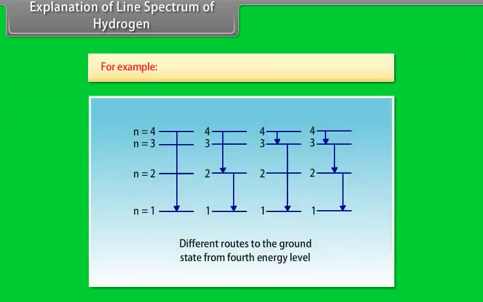For example, let us consider the electron present in the fourth energy level, n = 4, of different hydrogen atoms. In some atoms, it may come to ground state n = 1 by direct jump, while in some others, it may first jump to second energy level n = 2 and then to first energy level n = 1, while in still others, it may come to ground state via third, n = 3, and second energy levels, n = 2.